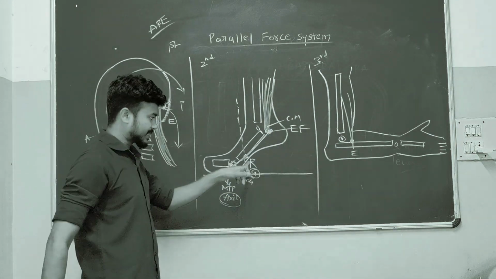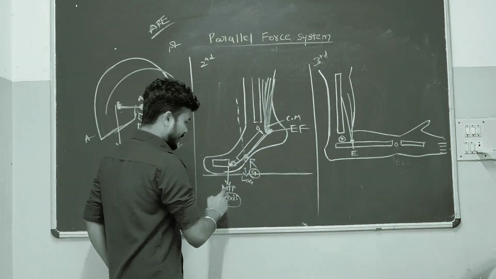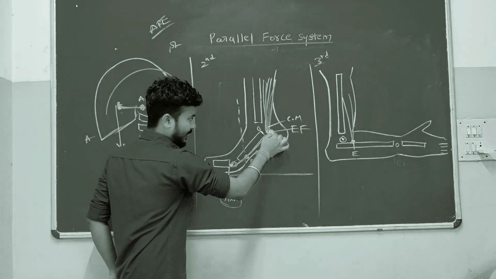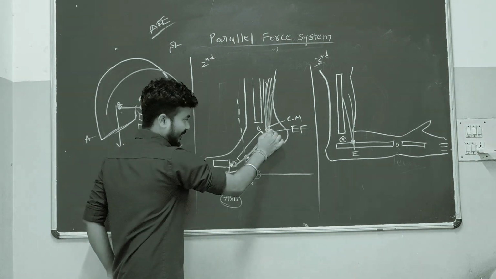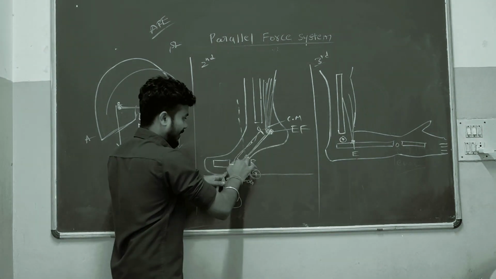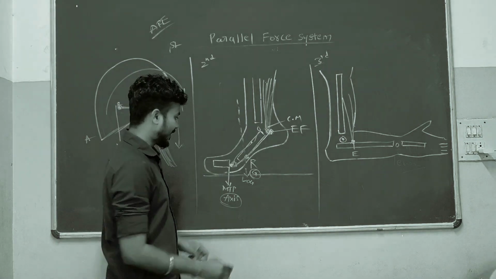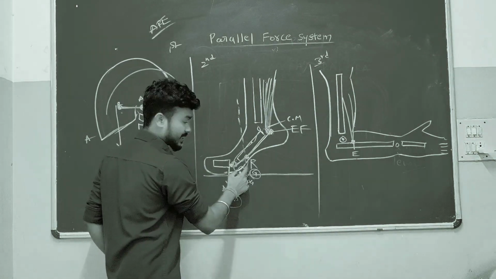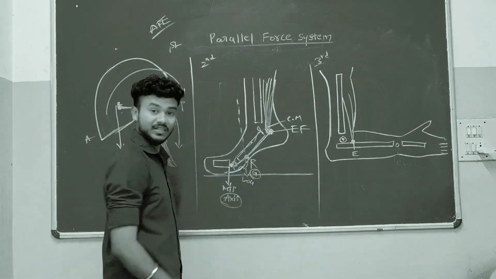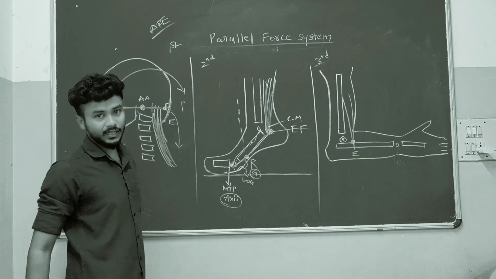What is this? Resistance will be in the middle. So now the effort arm will be big. Compared from here, from effort to axis, the effort arm will be big. The effort arm is greater, and here this is the resistance arm. The resistance arm is less than the effort arm. This is the second order lever.